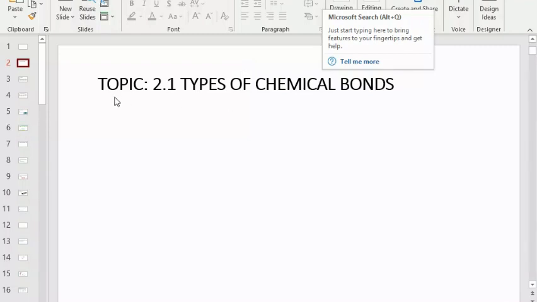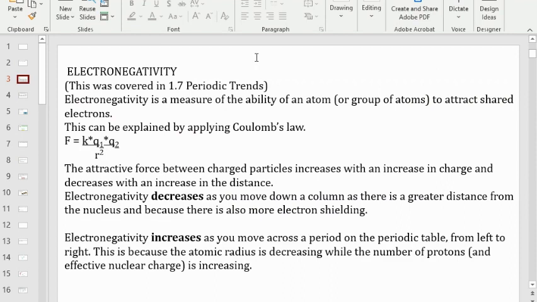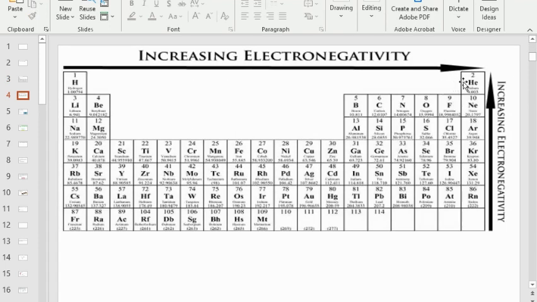I'm going to talk about types of chemical bonds. So we talked about electronegativity, and this really determines what type of bonds we're dealing with. When you look at electronegativity, if you have a high electronegativity difference, that means you are going to end up with an ionic bond. You're going to transfer that electron.